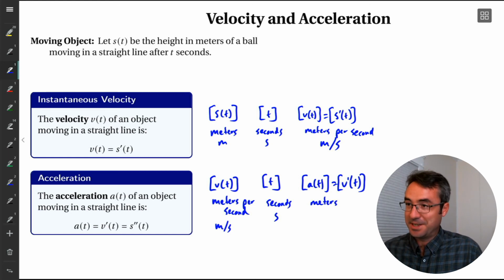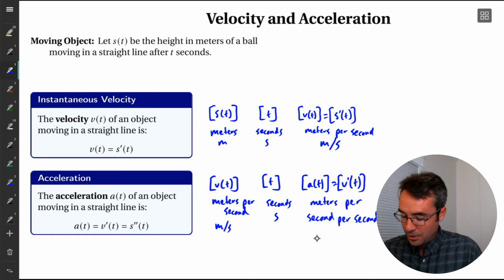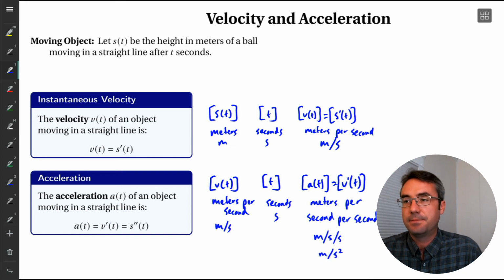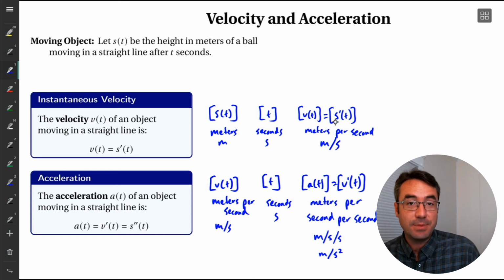I'm going to run out of room. Let's see. It's going to be close. Meters per second per second. Oh, that's close. You get it. Meters per second per second. Or another way to say that is, probably better, meters per second squared. It's another way to say it, probably the more standard version here. So if our position function is measured in meters, time is measured in seconds, that means velocity is measured in meters per second, and acceleration then is measured in meters per second squared.